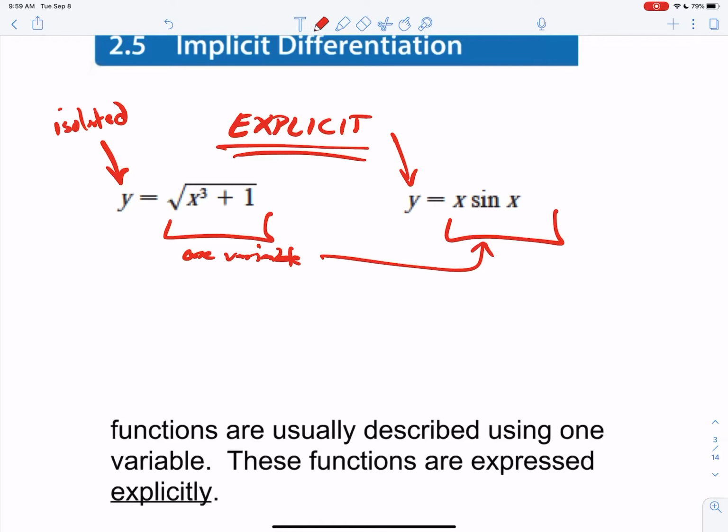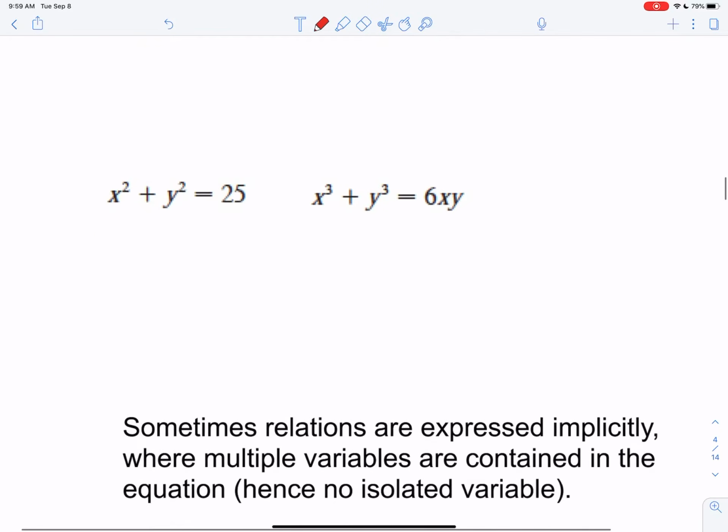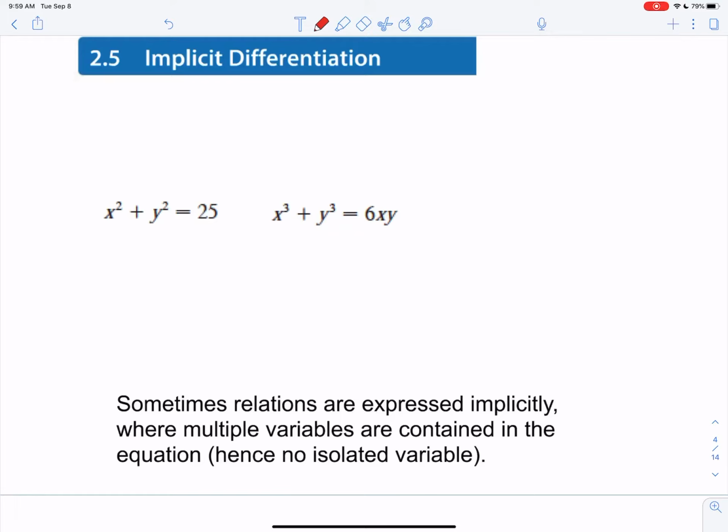All right, so one more, y equals x squared plus 4x plus 3. That's also another explicit function. In most of math, we deal with explicit equations. You guys are used to it, where usually y is by itself. Okay. Now, here are some examples of implicit equations.